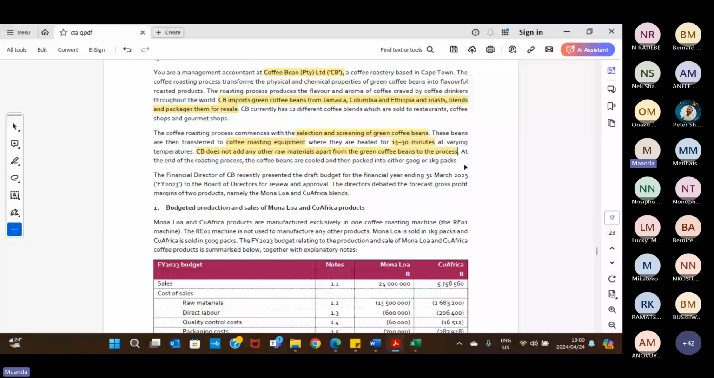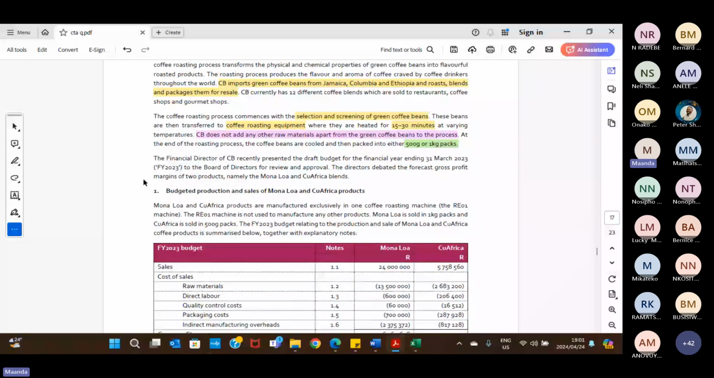Then at the end of the roasting process, the coffee beans are cooled, then packaged into either 500 g or 1 kg. And we spoke about measurement yesterday. So this becomes very important, because when I sell my coffee, I'm selling the coffee beans pegged at either 500 grams or 1 kg. That is important because my output is like that. My output, I'm selling it in 1 kg or 500 grams. All right.